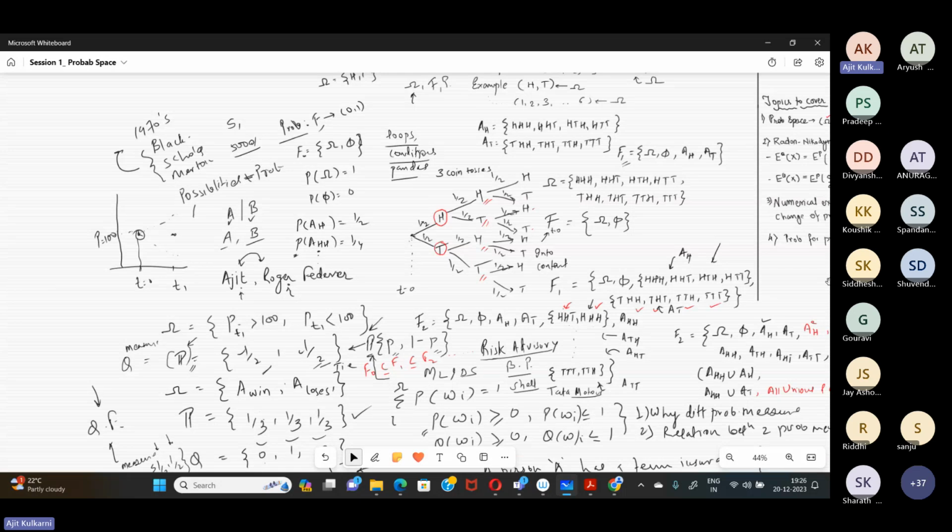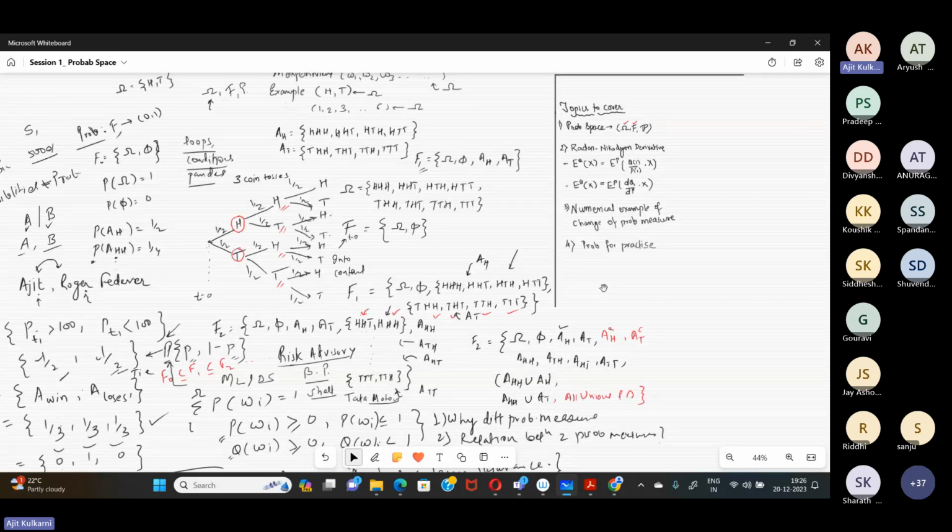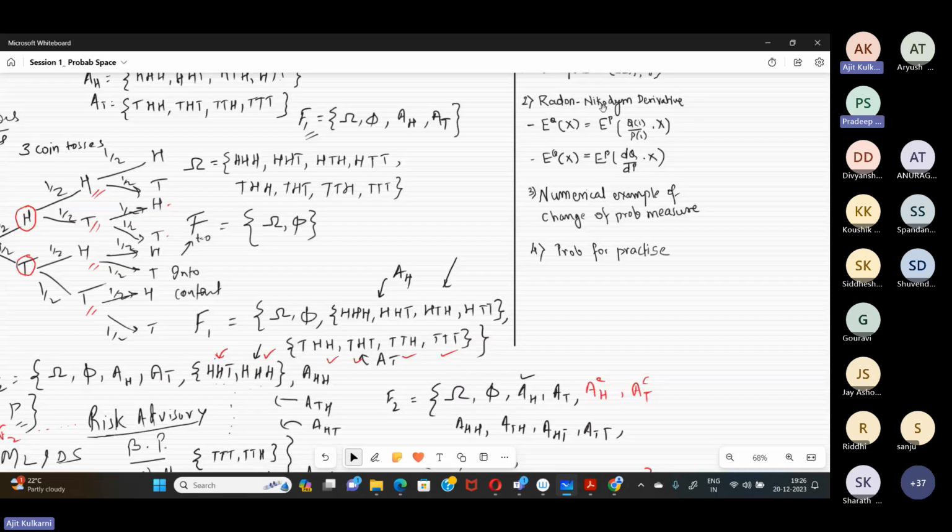The sections which are pending, which are supposed to be covered, are the Radon-Nikodym derivative, then a numerical example of the same. The Radon-Nikodym derivative is the base for Girsanov's theorem, and so on and so forth.